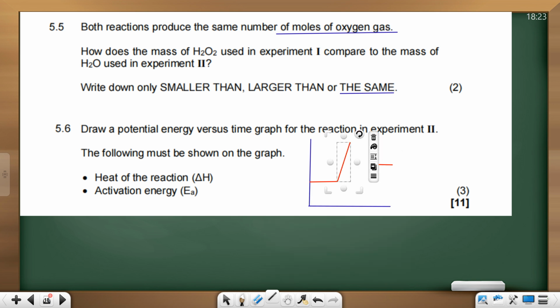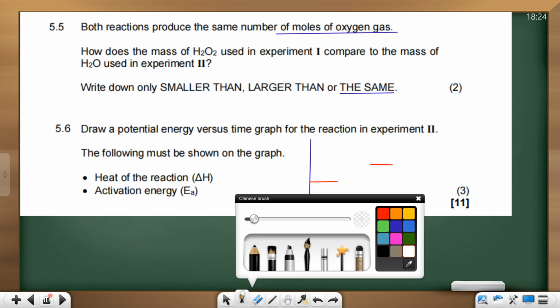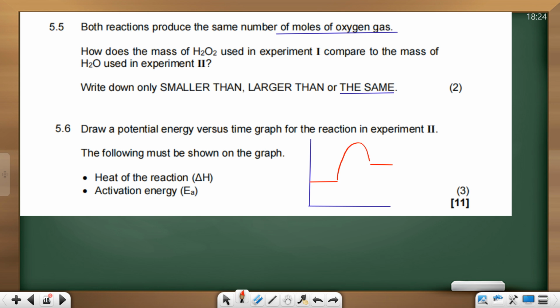And then we have, but please label it. This is what? Amount of energy in kilojoules per mole. What are we showing? H reactant and H what? Product. They said we should show delta H. Where's our delta? It is right here.